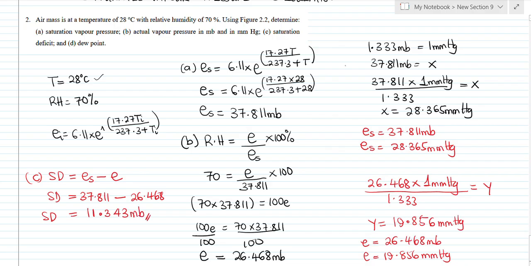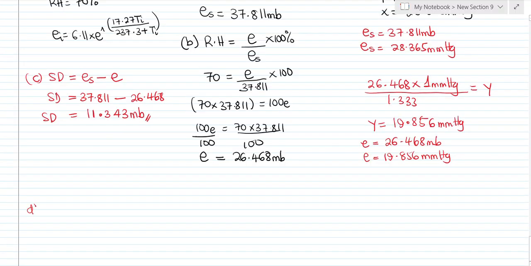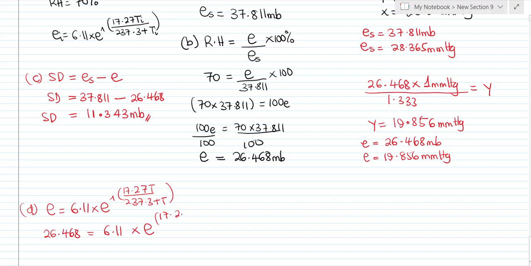Then the last question is to find the dew point temperature. That's the last thing that we're going to look at. Now we can get the dew point temperature from the relation E equal to 6.11 times E to the power 17.27 T over 237.3 plus T. If we are looking for dew point, then we need the actual vapor pressure. So the actual vapor pressure, which is 26.468, is equal to 6.11 times E to the power 17.27 TD, the dew point, over 237.3 plus TD.